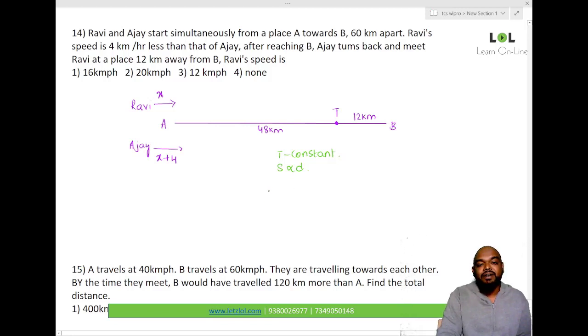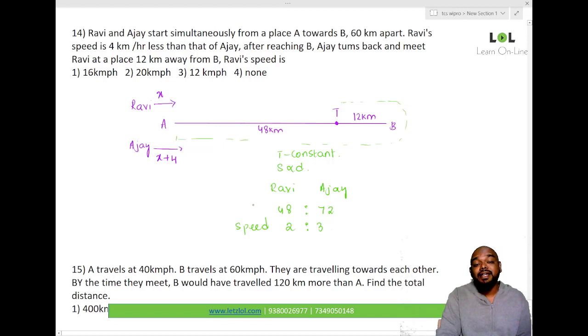Now, what are the distances covered by both Ravi and Ajay? Look, Ravi covered only 48 kilometers. Ajay covered A to B and comes back and covers another 12 kilometers. Means he will cover total 60 here and he will travel another 12. Altogether 72. So if I take the ratio of it, what is it? 24 into 2, 24 into 3. So this is their distance ratio, which is same as a speed ratio.